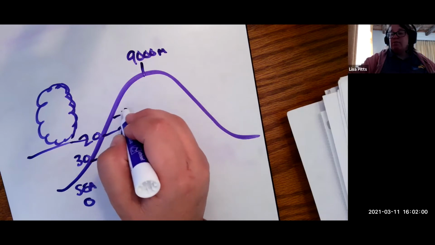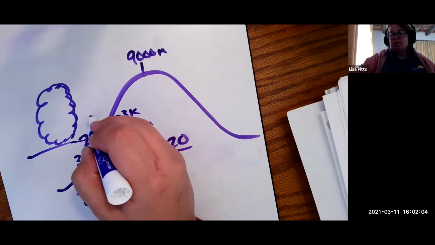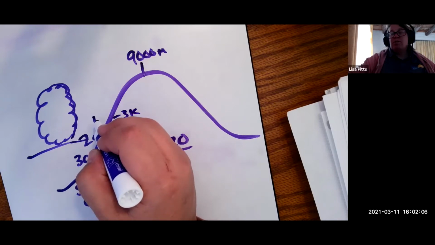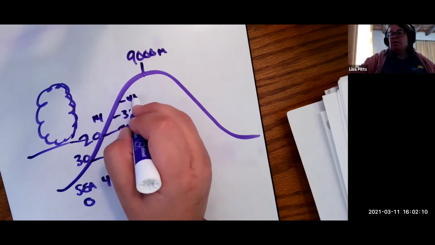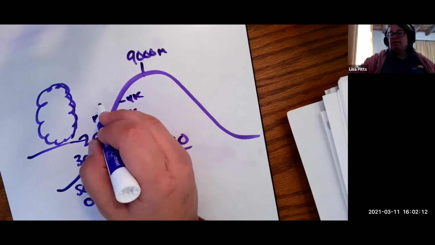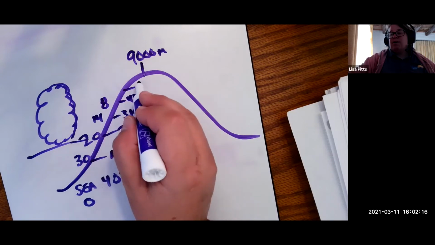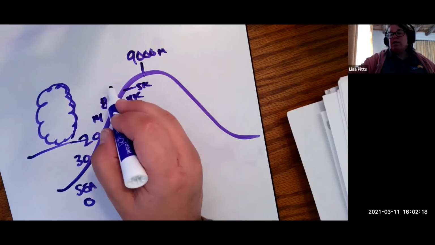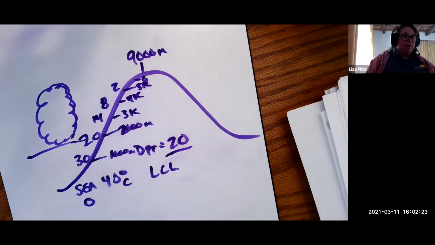So at 3,000, I'll just say 3K, we're 6 degrees smaller. So 20 minus 6 is 14. At 4, we're at 8. At 5, we're at 2. At 6. So you can do it that way, right? You can do it all the way till you get to the top.